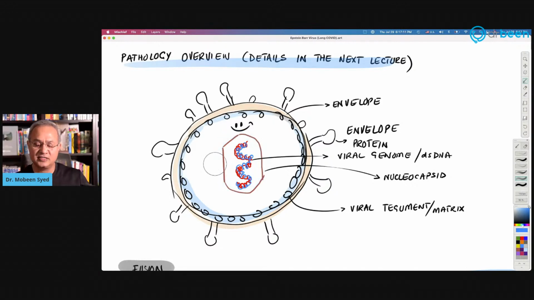And we know that this is a kind of a structure for majority of the viruses, that they have their genetic material. That genetic material is protected by nucleocapsid. Now, some viruses have an envelope, some do not.